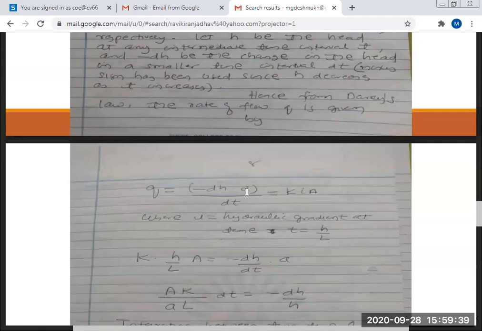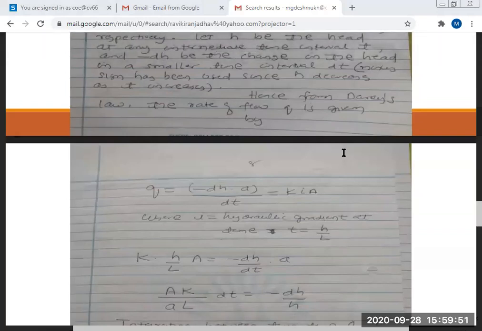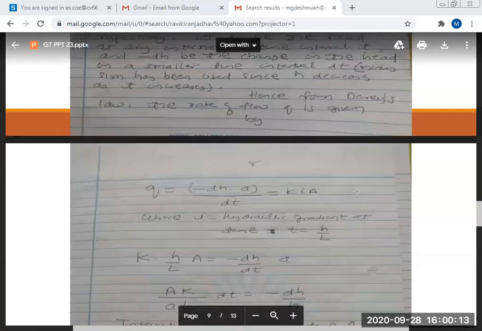अच्छा, वॉल्यूम कितना है यहाँ पर? Cross section area ये है पाइप का, और चेंज कितना हो रहा है? dh हो रहा. तो A into dh will give volume here, whereas dt is time taken. So Q is equal to volume by time, that is minus dh into A by dt. Minus is taken here because the height is falling, and this is equal to K into I into A.